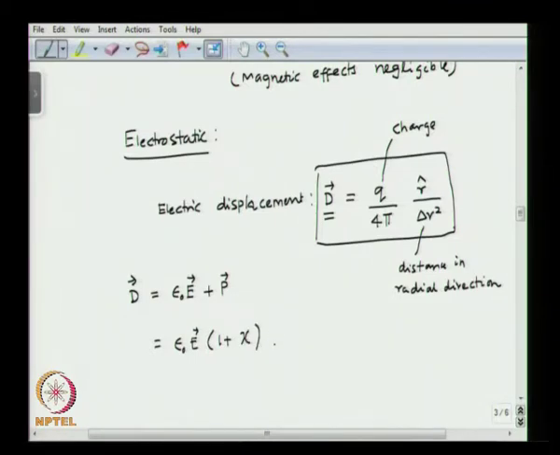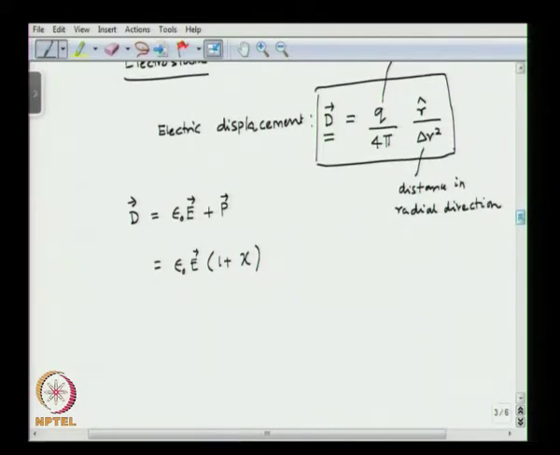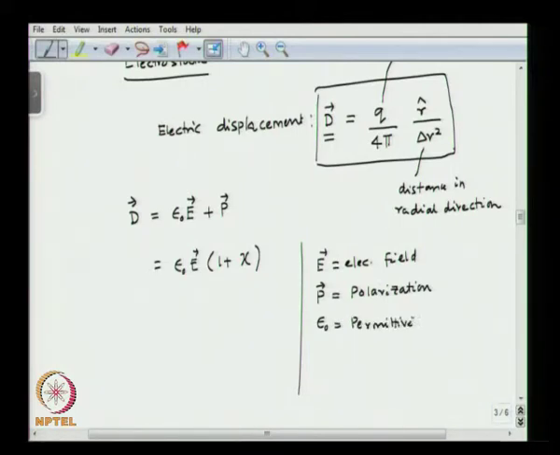So, this psi, so here we have different terms. This is the electric field, E, and P is the polarization, and epsilon 0 is the permittivity of free space, and psi is the susceptibility, electrical susceptibility. We have equivalent magnetic susceptibility also. So, if you look at here, as I said, electric displacement has two components, one is the electric field that the point charge will create and the other one is the polarization.